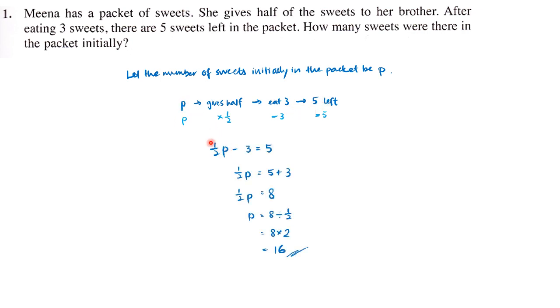P, she gives half, okay, so times 1 over 2, minus 3 which she has eaten, and then we have 5 left. Okay, so we will plus 3 on both sides to get this, and then you divide by half on both sides, and then you'll find out that P will be 16.